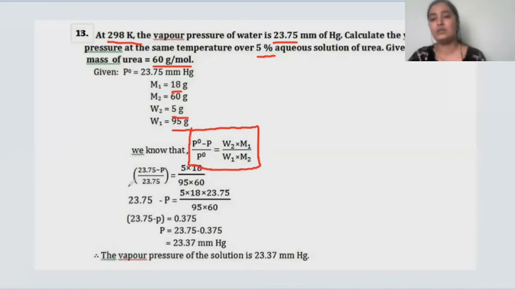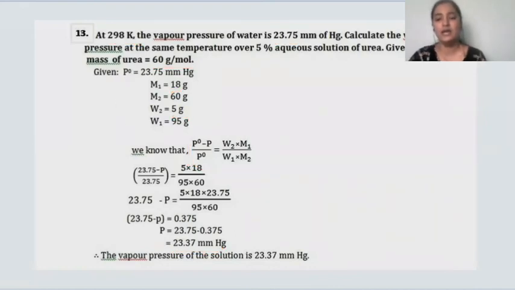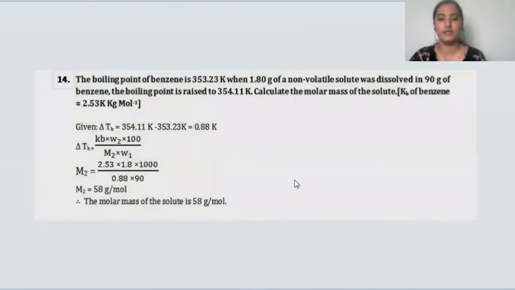When we substitute the given data here, we need to find out the vapor pressure of the solution formed here, and it is found to be 23.37 millimeters of mercury. Hope you got to know how to solve the problem regarding relative lowering of vapor pressure. Now let us concentrate on the last colligative property, that is elevation in boiling point.